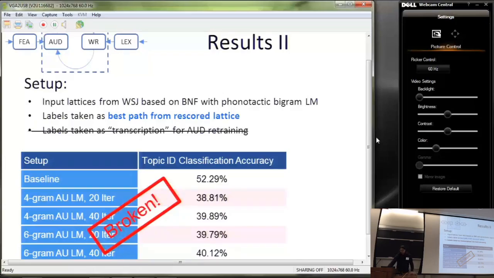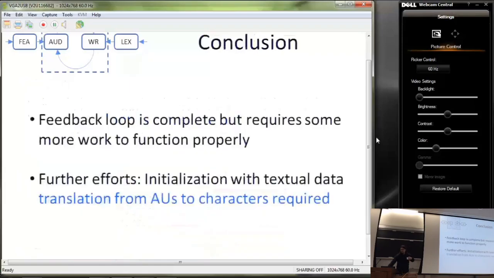And this finishes my talk. Oh no, I have a conclusion. My conclusion is that our feedback loop is complete, but it requires some more work. We are able to use word level information to improve the measures, so we should follow this path. What we haven't incorporated yet in any way is that we could initialize the word level language model, but this requires a translation from acoustic units to characters, and this is something Mirko will talk about.